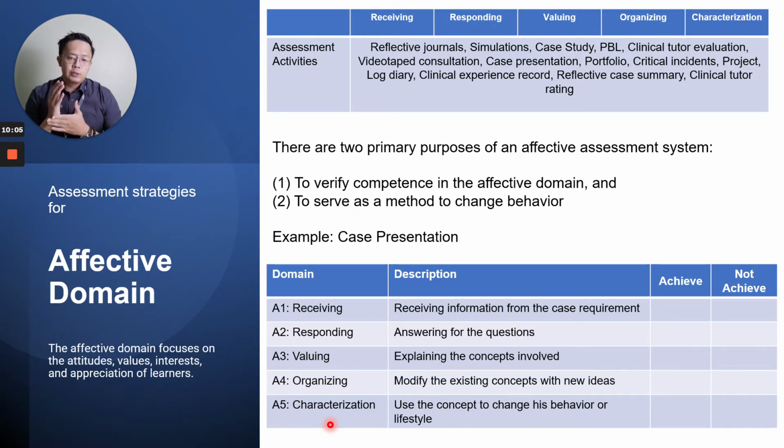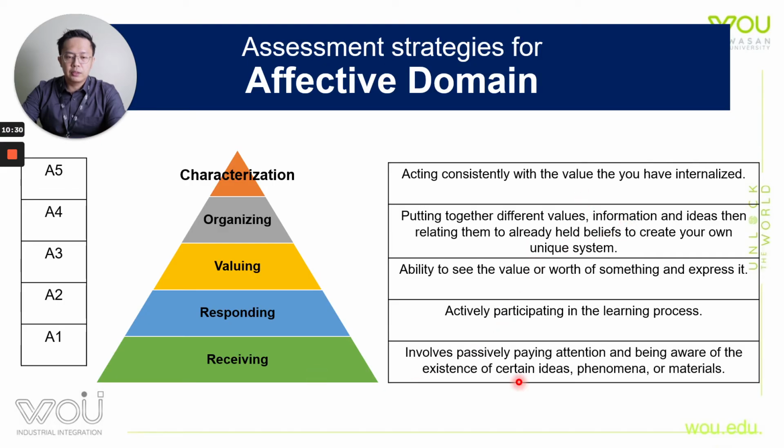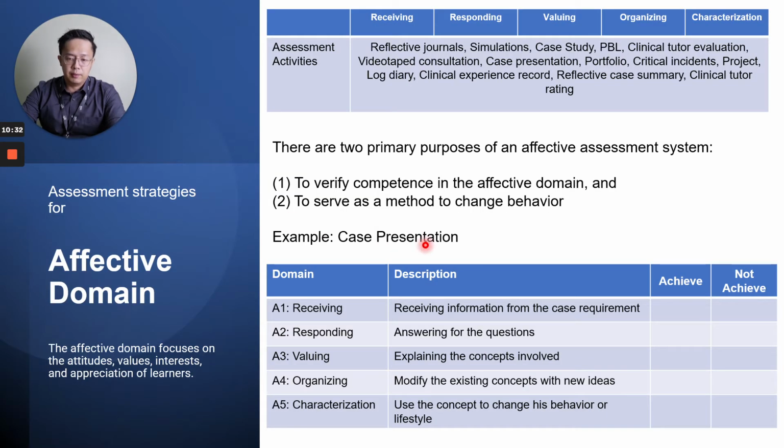So basically, you just need to bear in mind that when you're using the affective domain, you need to determine the primary purpose of your affective assessment method. Either you want to verify the competency, or you want it to serve as a method to change their behavior. So my advice is that if you want to use the affective domain, you must be very clear about the definition or description of each domain level from A1 until A5. Then identify carefully the primary purpose: either you want to measure their competency, or you want it to serve as a method to change the student's behavior.